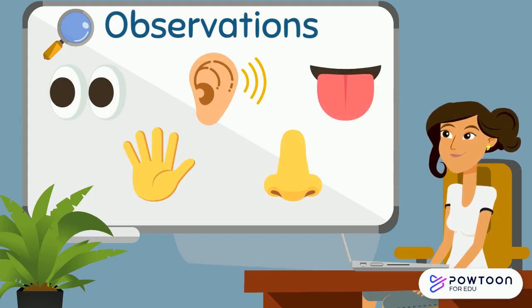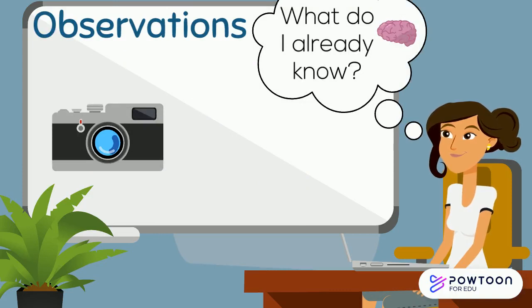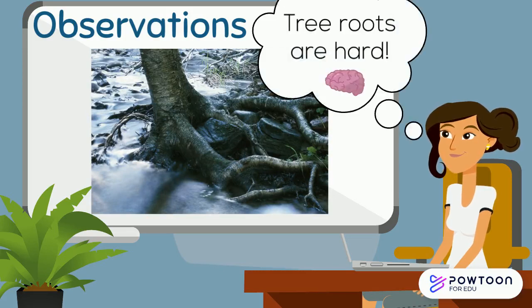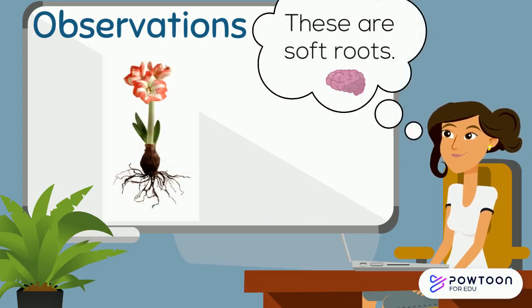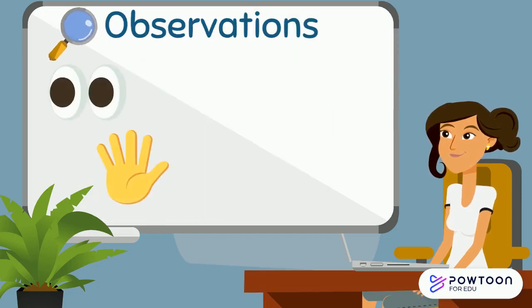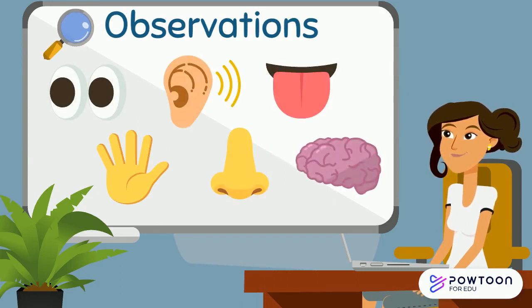Because we're going to use photos for some of your observations, you might have to think about what you already know and take a good guess. For example, I can't feel the roots in a photo, but I know that tree roots are often strong and very hard, while roots of smaller plants are flexible and sometimes very fragile. So when you make your observations, be thinking about all the details you can actually observe, and then try to fill in some of the missing parts using your prior knowledge.